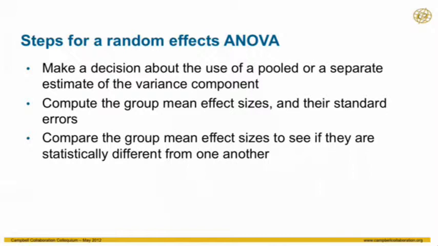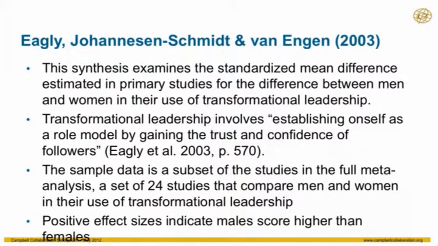And so now we'll walk through an example. We pulled some effect size estimates from this review from Eagly, Johannesson, Schmidt, and Van Engen, 2003. The authors were looking at gender differences in transformational leadership, which they described as establishing oneself as a role model by gaining the trust and confidence of others. The sample data that we're going to use here is just a subset of the full set of effect sizes. We're just using 24. Again, this is only illustrative, so I don't mean to replicate anything that they did, but this is going to help us illustrate the ANOVA framework, and then we're going to use the same subset under meta-regression. Just as a descriptive note, the female means were subtracted from the male means, so positive effect sizes are going to indicate that there is greater transformational leadership among males. So keep that in mind.